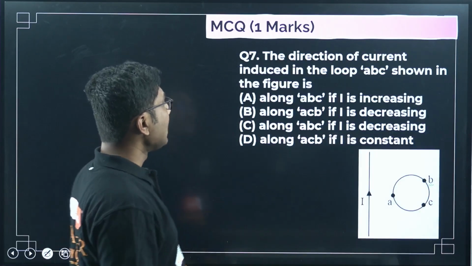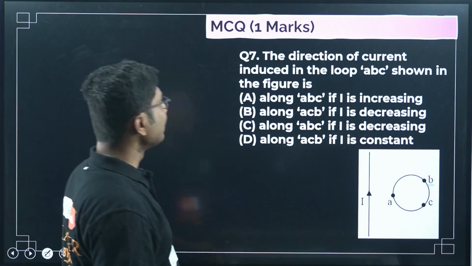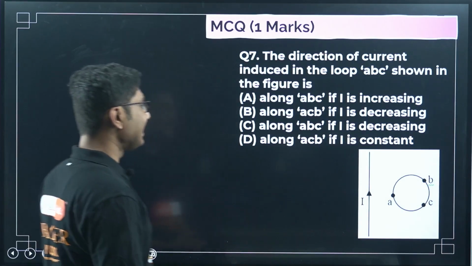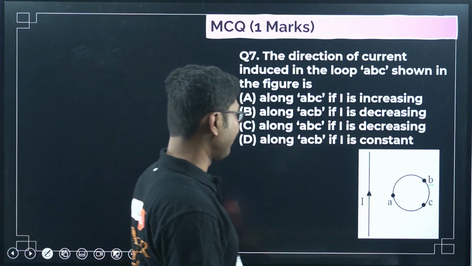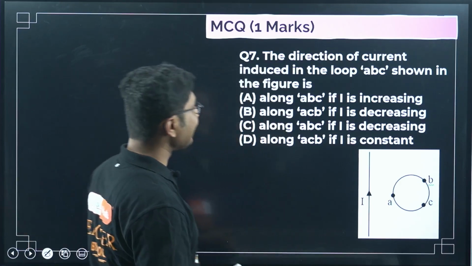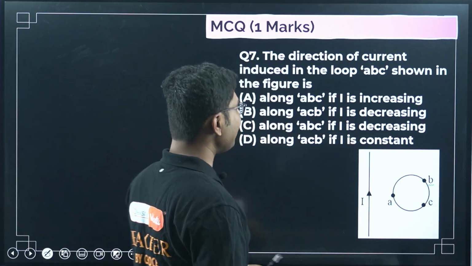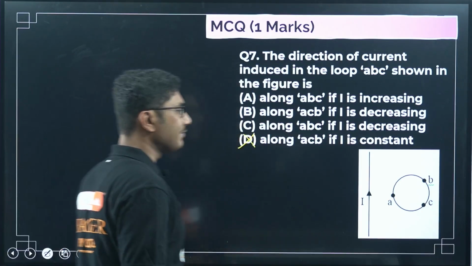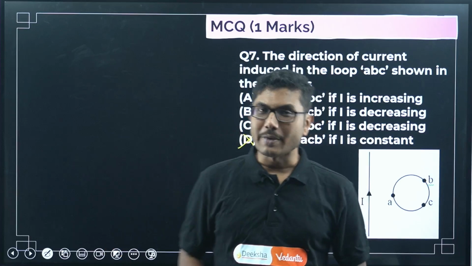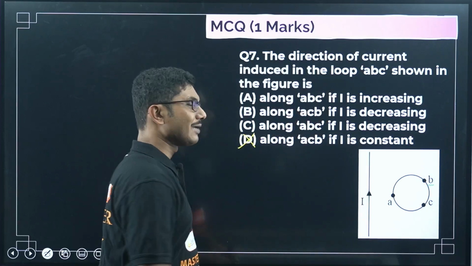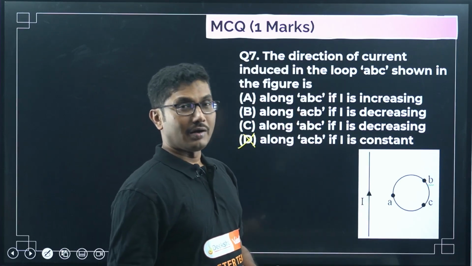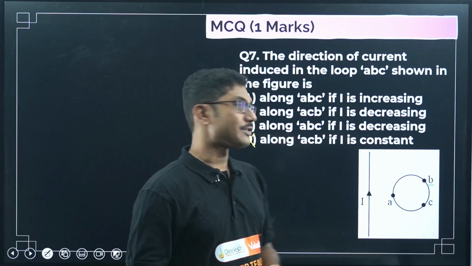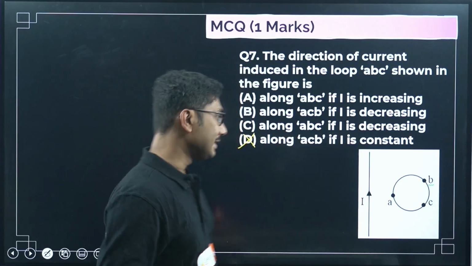Now next question, the direction of current induced in the loop ABC shown in the figure is along ABC if I is increasing, along ACB if I is decreasing, along ABC if I is decreasing, along ACB if I is constant. Now out of this, constant one is obviously incorrect, because if it is constant there will be no induced current. Induced current depends only on changing magnetic flux linked with the coil, and magnetic flux will change only if the current changes, right? This is one of the ways.